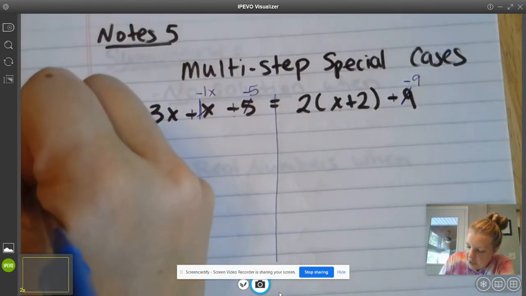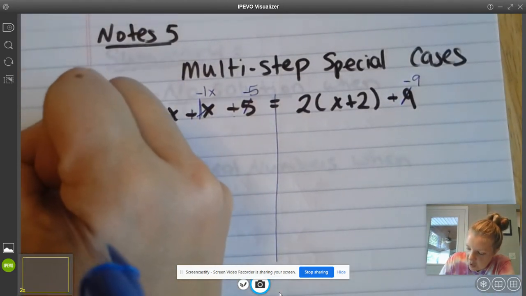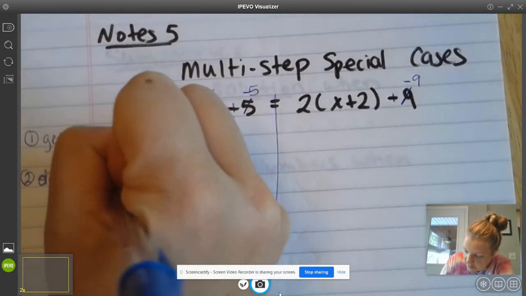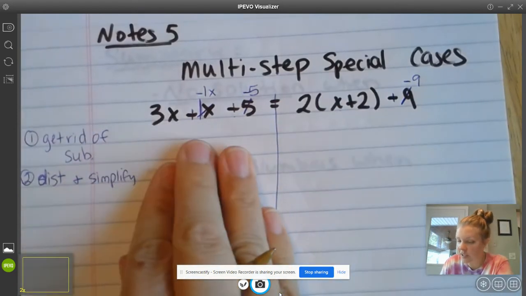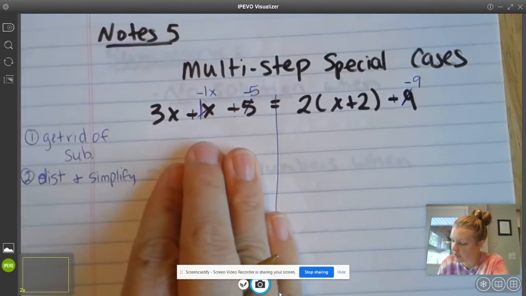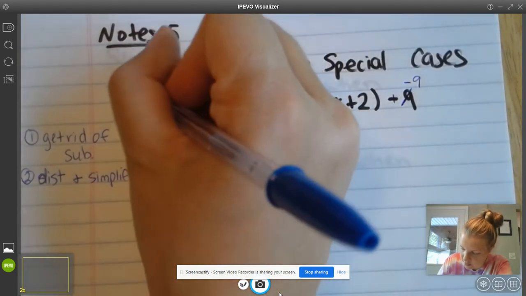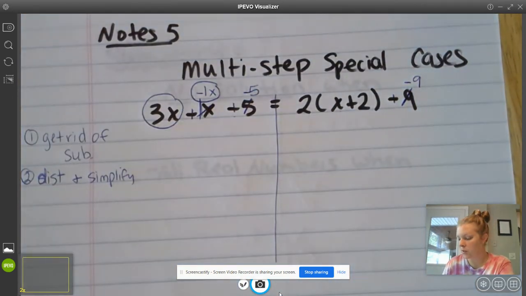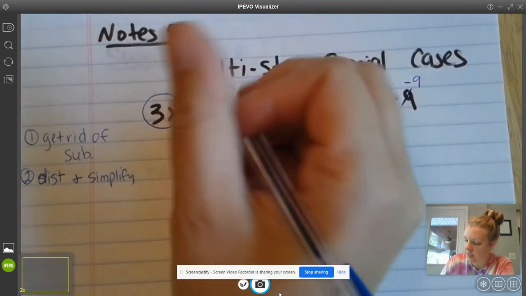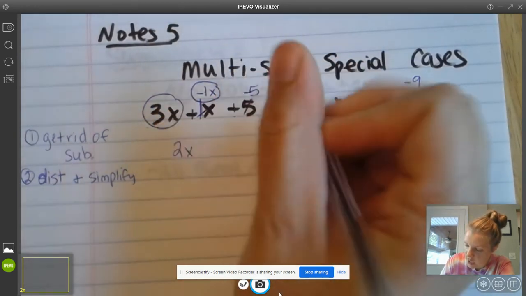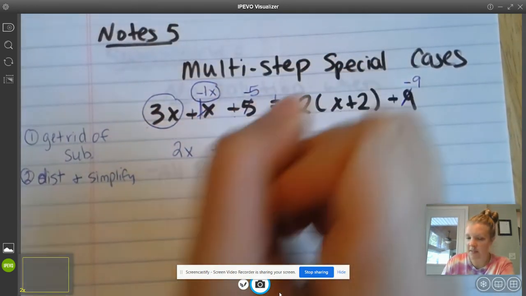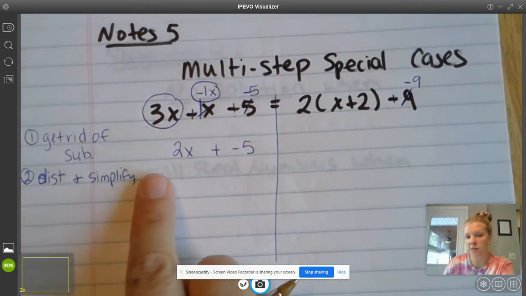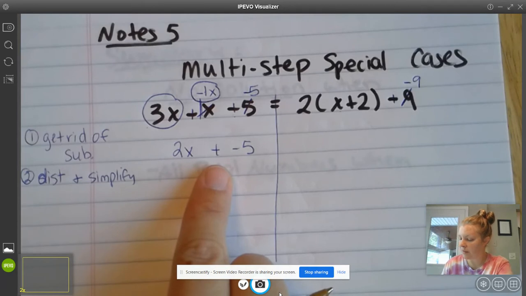After I get rid of subtraction, my next goal is to distribute and simplify. Looking at just the left side of the equation, I look to see if we have any like terms, and I do. I have a 3x and a negative 1. I'm going to combine those like terms. 3 plus negative 1, those signs are different, so we subtract. And I'm left with 2x is equal to negative 5. I cannot combine those, they're not like terms, so the left side is all the way simplified.